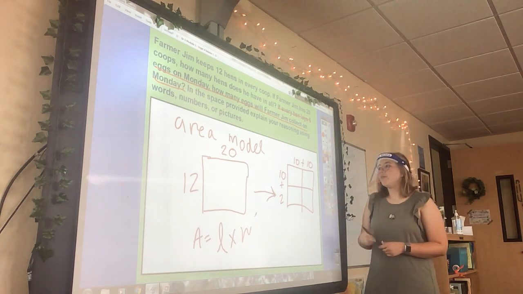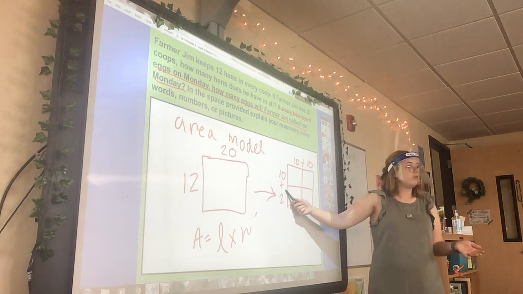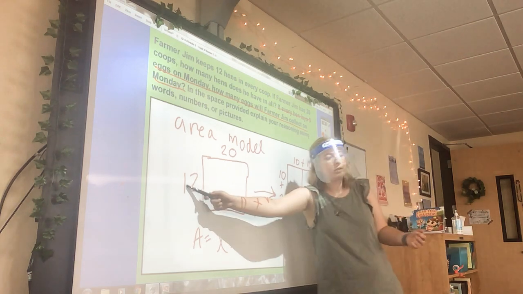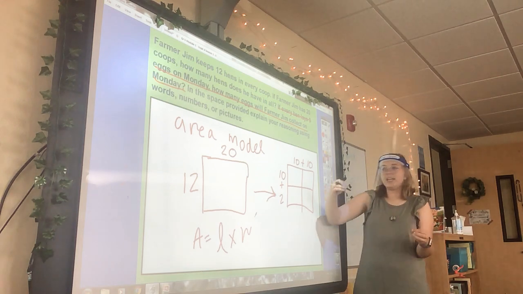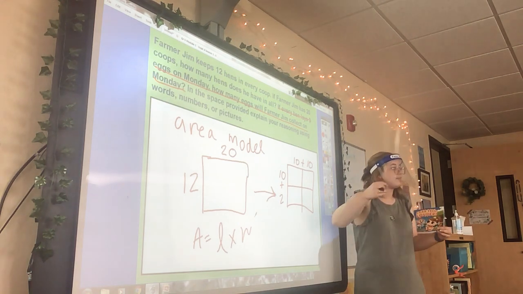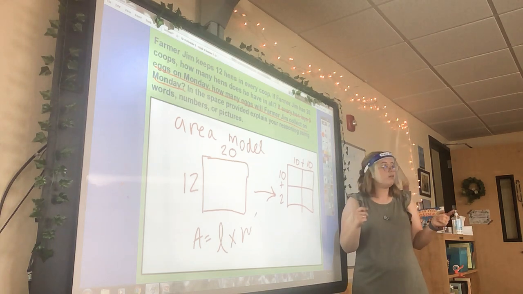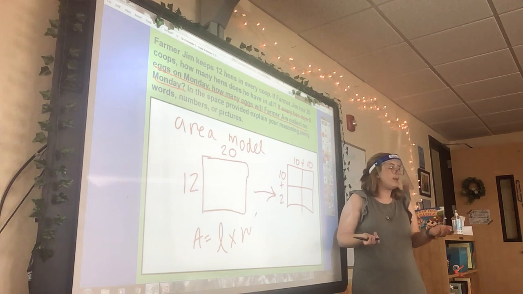So when we split it up, 10 plus 2 is the same as what? 12. 10 plus 2 is the same as 12, so we're just splitting it up into its different units. Then up here, 10 plus 10 is equal to what? 20, right? It's 2 tens. 2 tens is 20.